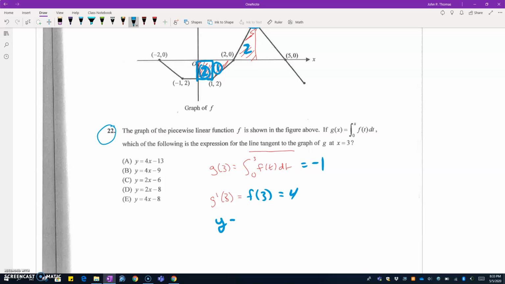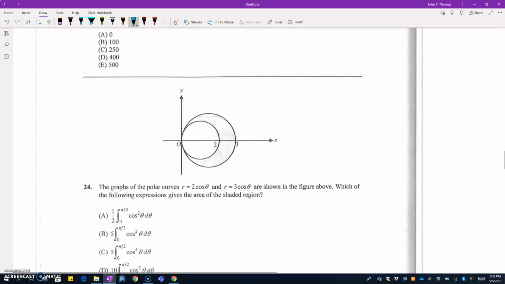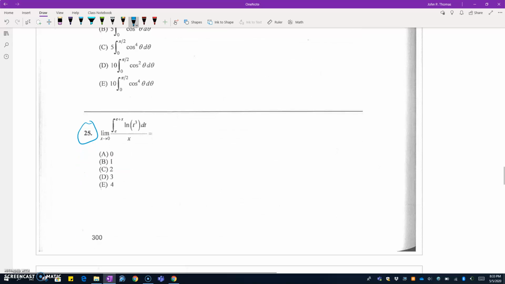So I've got y minus y1, so y plus 1, equals slope, which is 4, times x minus x1, which was 3. All right, so y equals 4x minus 12, minus 1 more, so minus 13, and that would be A. All right, so A is the correct answer on this one. All right, going on to the next one that you had questions on, that would be 25.